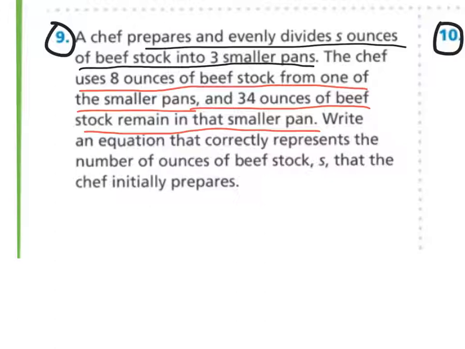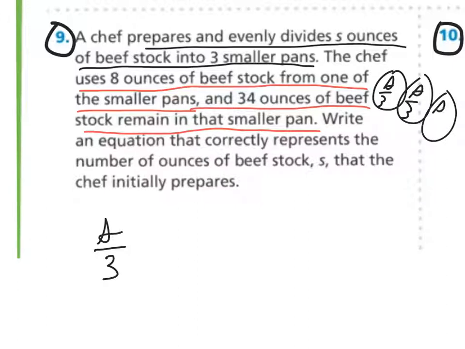So if we think about the process here, they started with S ounces, and then they divided it into 3 pans. So one of the pans would have S over 3. If you want to draw a picture of this to visualize, we've got it split up. Each of those 3 pans would have S over 3 ounces in it.